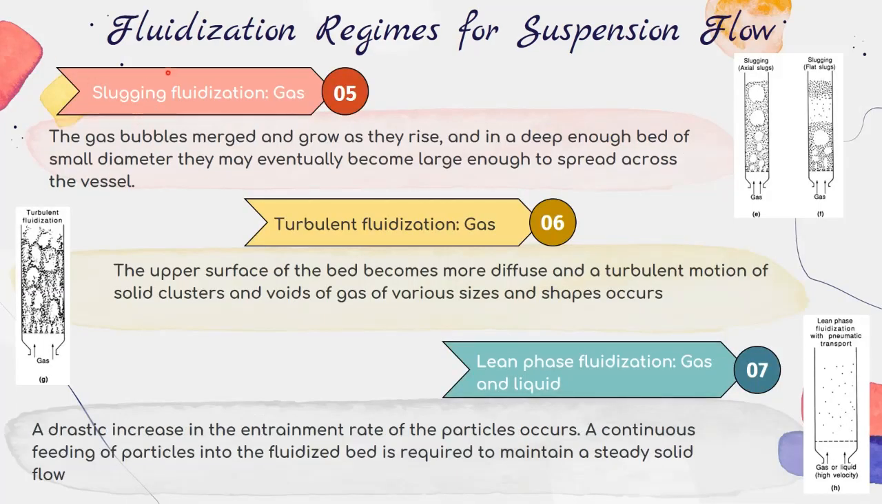Next, slugging fluidization for gas. The gas bubbles merge and grow as they rise up, and in a deep enough bed of small diameter, they may eventually become large enough to spread across the vessel. There are two types of slugging, which are axial slug and flat slug. Slugging normally occurs in long and narrow fluidized beds.